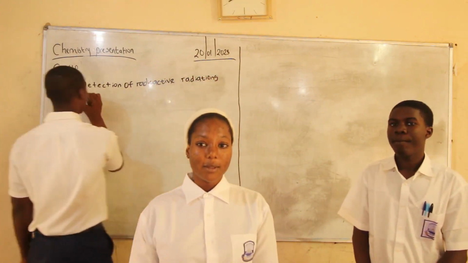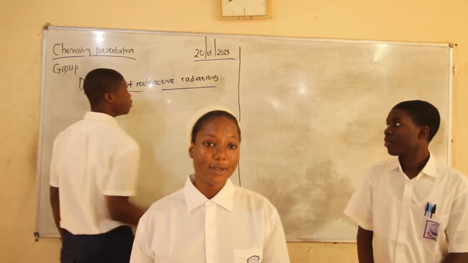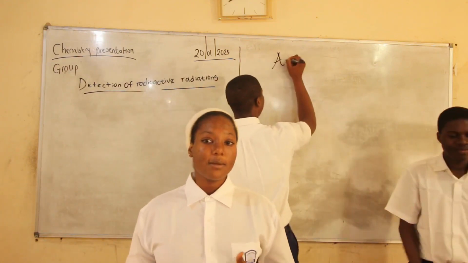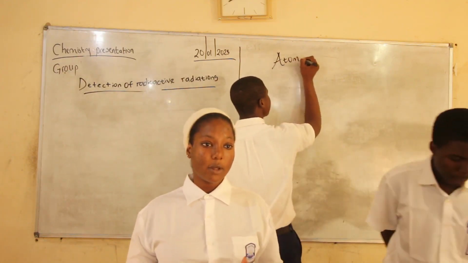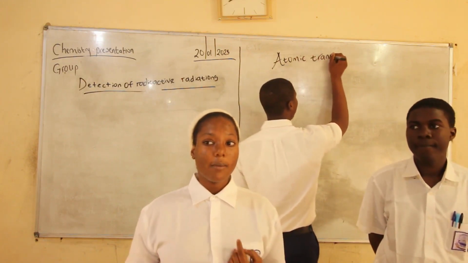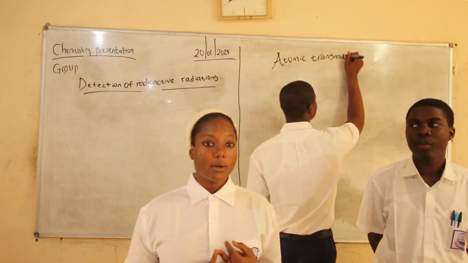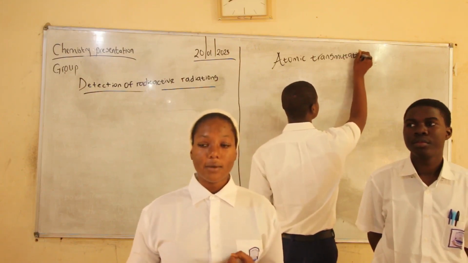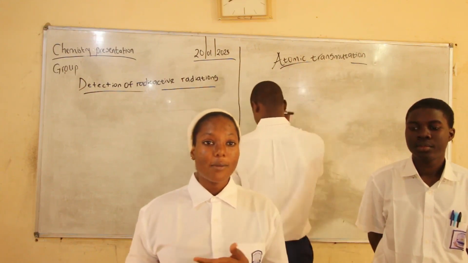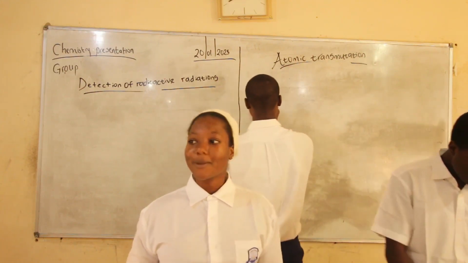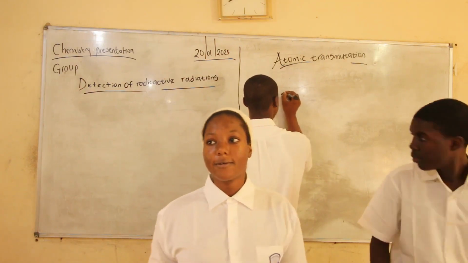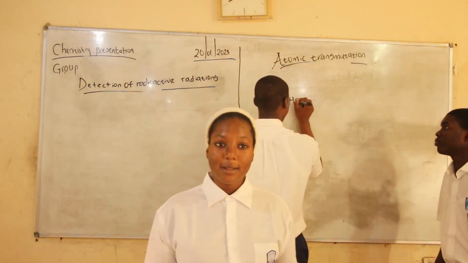I'm here to talk about detection of radioactive radiation. Different types of devices have been used to develop detection of radioactive radiation. These are the Geiger-Müller counter, scintillation counter, and the diffusion cloud chamber. But the most commonly used one is the Geiger-Müller counter, so let's talk about it. The Geiger-Müller counter depends on the ionization of gases by radiation.